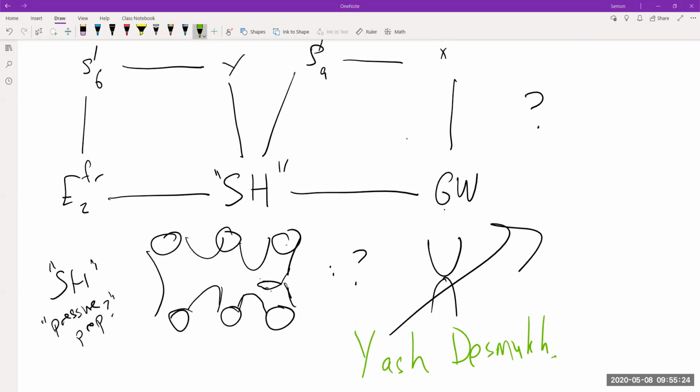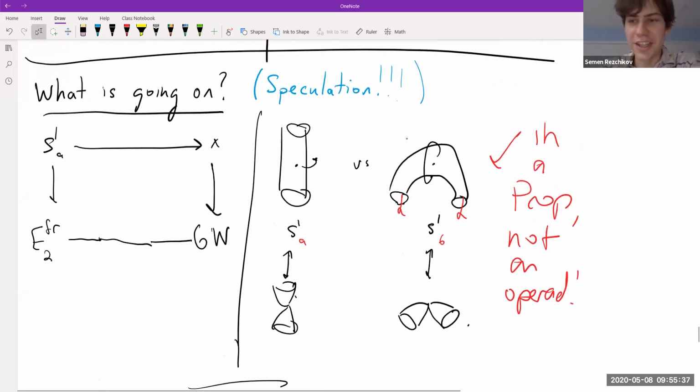Great, so other questions for our speaker? I wanted to know more about these two different circles that you're degenerating in this prop. Okay, I'm not sure I can tell you anything super substantial, but I can try to talk about it. You might have to talk to Yash. I think he's thought about this a lot more than I have.